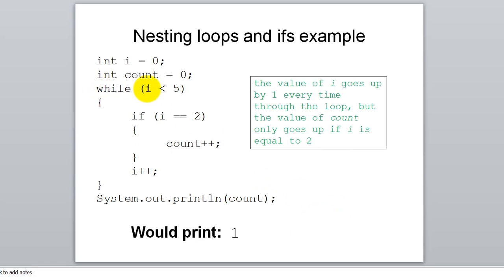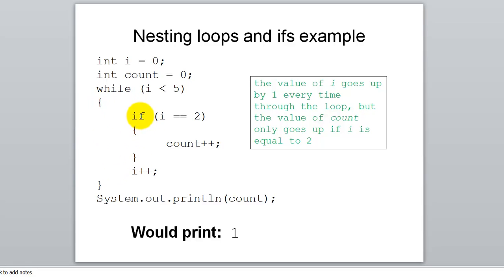So check this one out. Here we have a while loop, and inside of the curly brackets we have an if statement that has curly brackets. So we have a nested if inside of our while. Let's think about what's happening in this example. I is 0, count is 0, while I is less than 5. And somewhere inside of our while loop we increment I by 1 each time, so we know this loop is going to run 5 times.